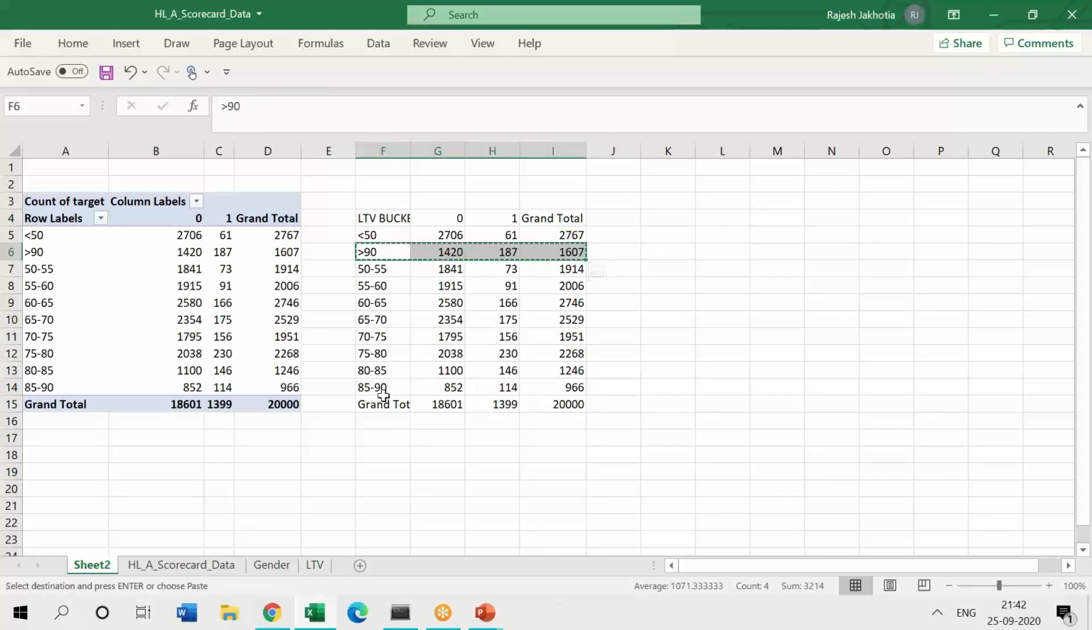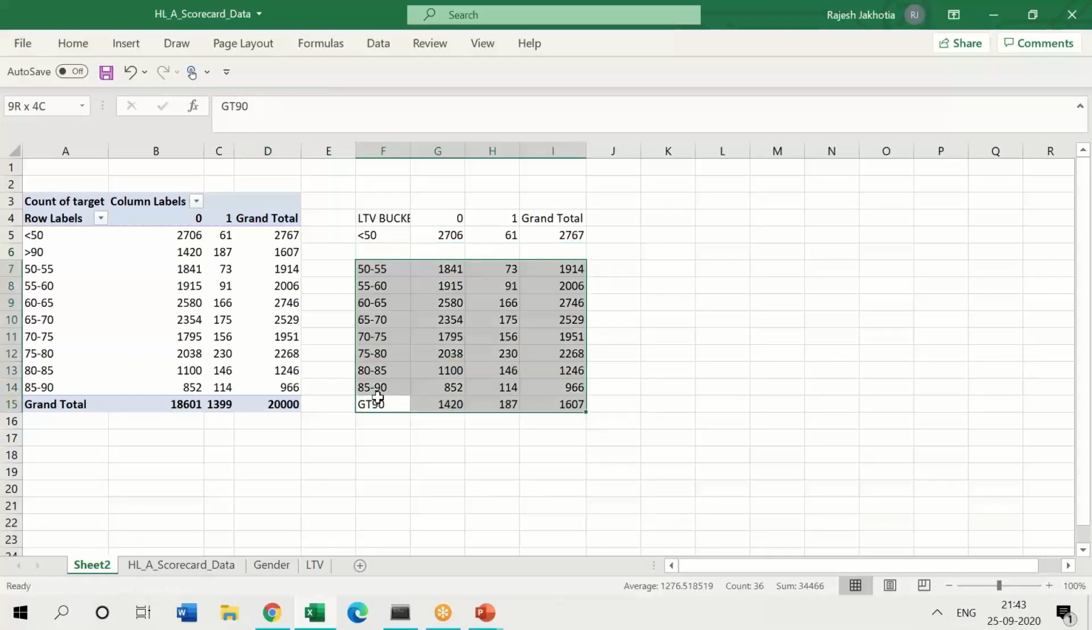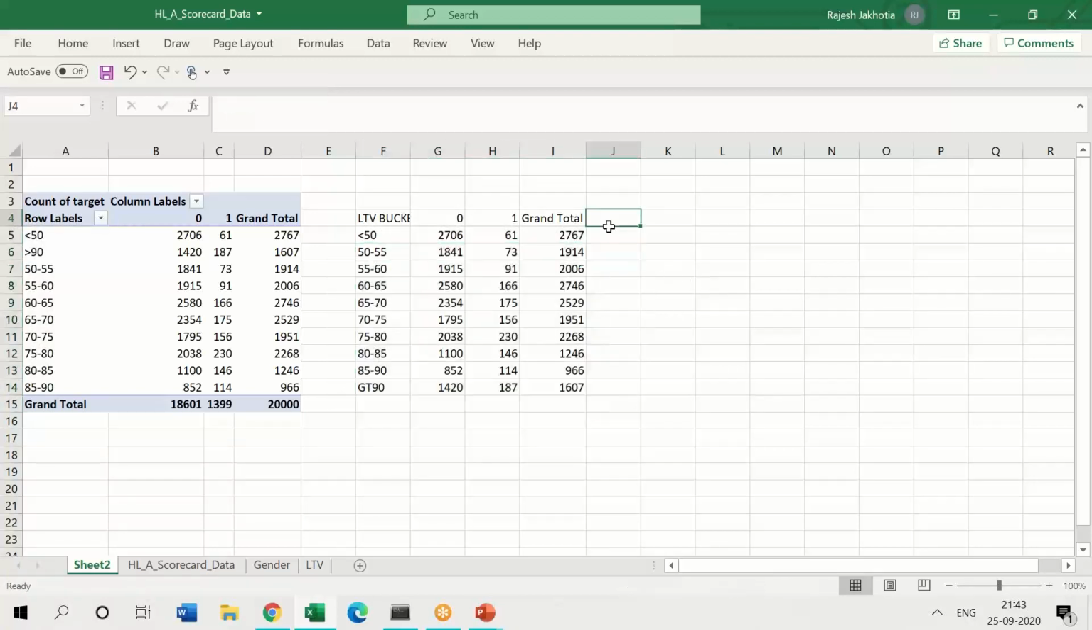And this is greater than 90. Let it be there only, anyways. I'll have to sort it, so let me move the greater than 90 bucket down. I don't require the grand total, it's okay, because I'm going to make a plot. PD, probability of default, or default rate. Let me call it default rate for now. Bucket wise default rate is the 1 count divided by the total in that bucket.